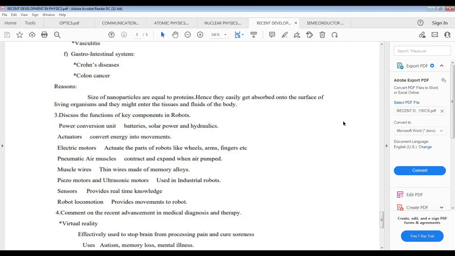Then the fourth one is logic gates: AND gate, NAND gate, XOR gate, NOT gate, and another one is OR gate, NOR gate, XOR gate, NOT gate. The last one is De Morgan's theorem, to prove De Morgan's theorem. So this practical is a very, very important one.